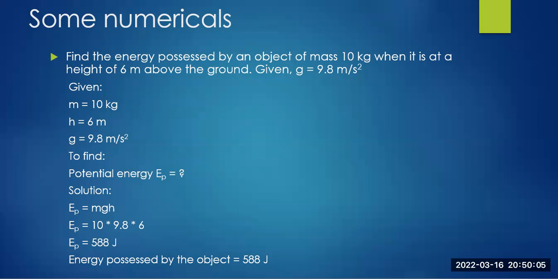Writing down the solution, write down the formula first, that is EP is equal to mgh. Substituting the values, we get EP is equal to 10 into 9.8 into 6. Carrying out the calculation gives us the value of EP, which is 588 joules. Therefore, the final answer is energy possessed by the object is 588 joules.